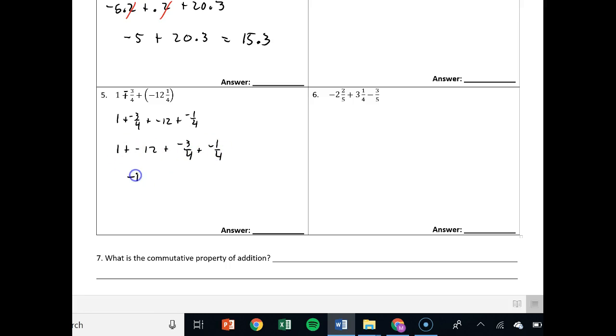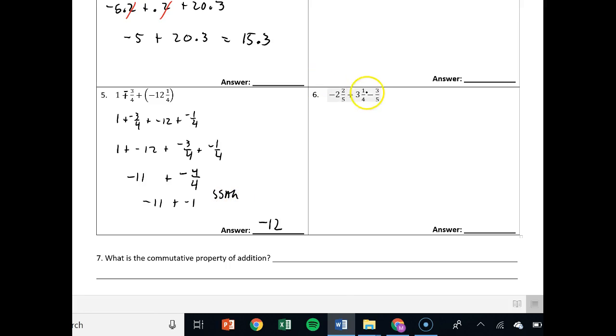1 plus negative 12 is negative 11. Negative 3/4 plus negative 1/4 is negative 4/4. So really that's negative 1. So negative 11 plus negative 1. Sorry, that shouldn't say negative. It should say negative 4/4 gives you negative 12 because this was SSAK.